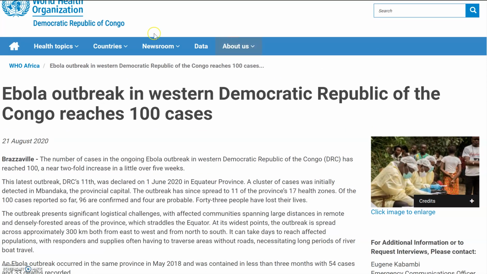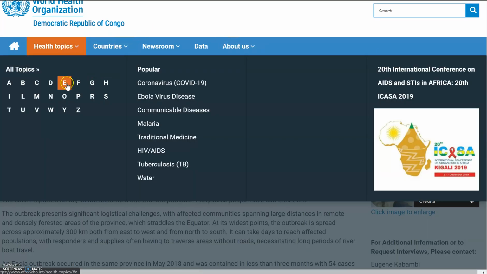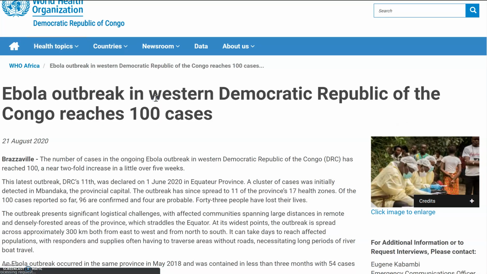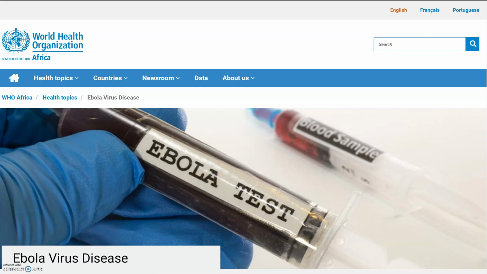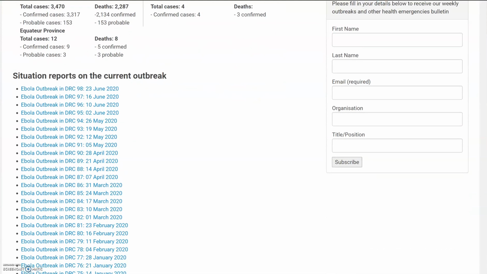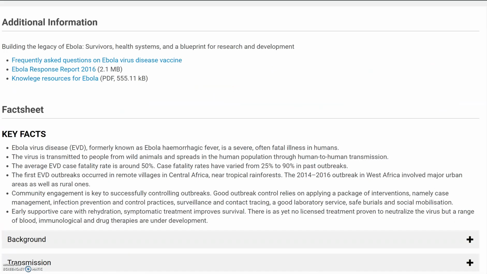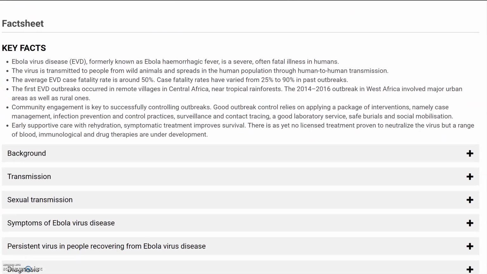but we want to learn more about its disease burden. So we can go to health topics and go to E for Ebola, or it's actually right here in the popular section. So this is a fact page about Ebola. It's going to have a lot of statistics and numbers, situation reports. But if we keep scrolling down, there is also a set of fact sheets. So these are important because it says that the Ebola virus, it's a fever, it is severe and often fatal in humans. It is transmitted to people from wild animals and spreads in the population from human to human transmission. And the case fatality rate is around 50%. So all of those do show factors of high disease burden because their prevalence and incidence is high, the fatality rate is high, and it can be spread through human to human transmission easily.